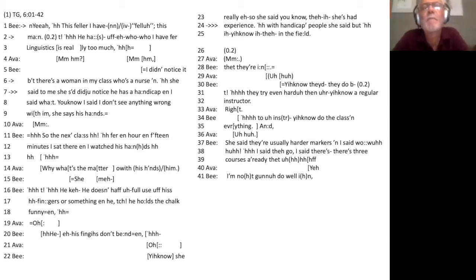She said, you know, she had experience with handicapped people, she said, but you know, in the field they try even harder, you know, than a regular instructor, you know, do in the class and everything. And she said, usually harder markers. I'm going to stop there, that's enough.